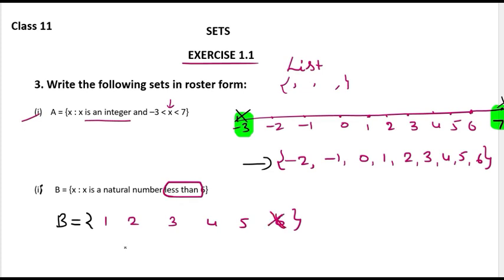So what are the numbers that are less than 6? 1, 2, 3, 4, 5, and these are enclosed within the flower bracket. You should not consider 6 here.